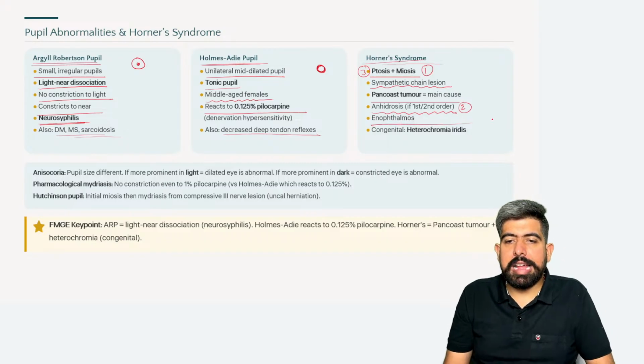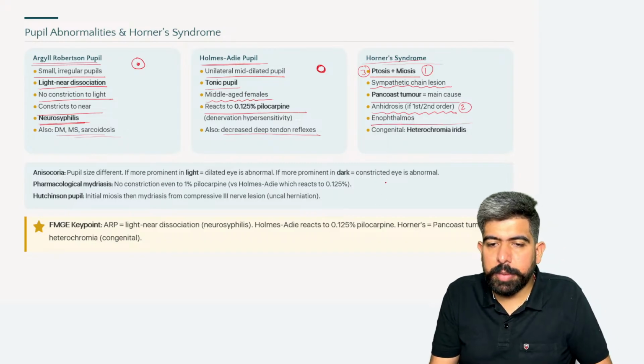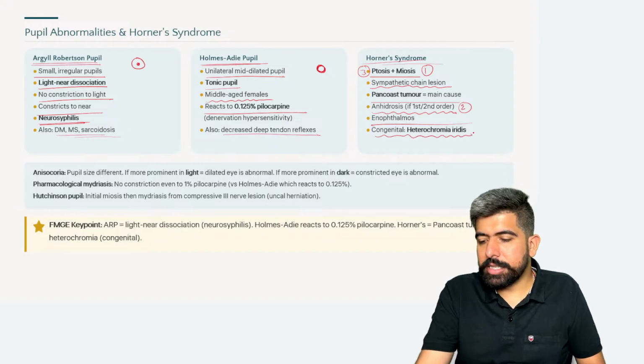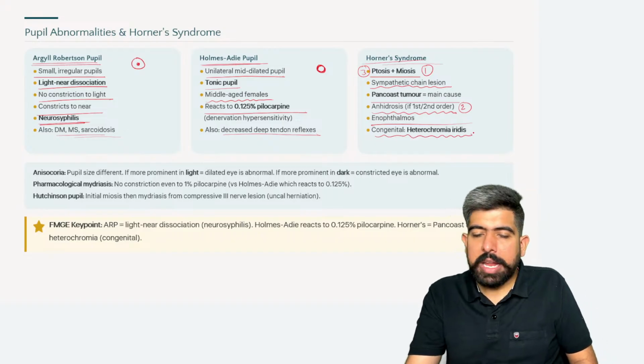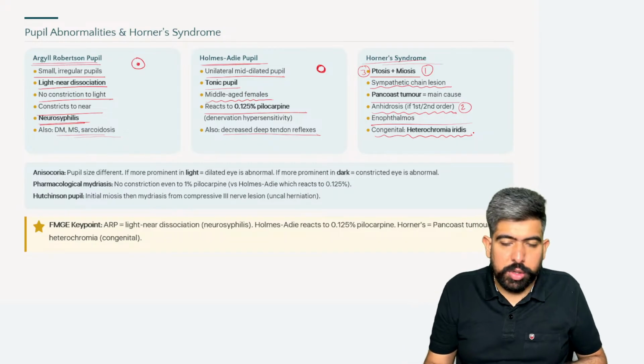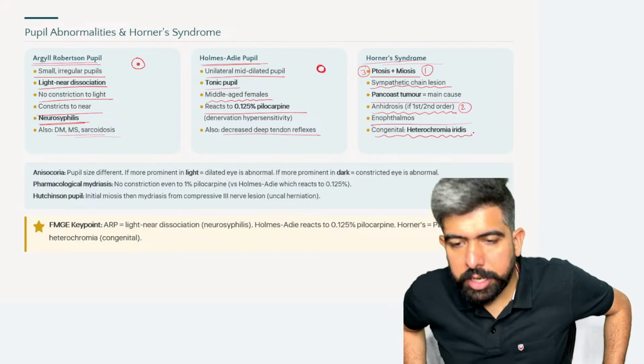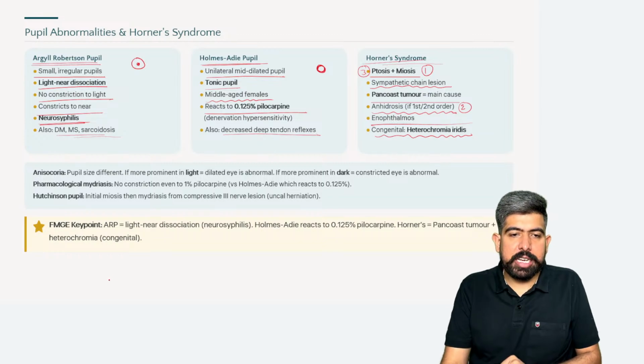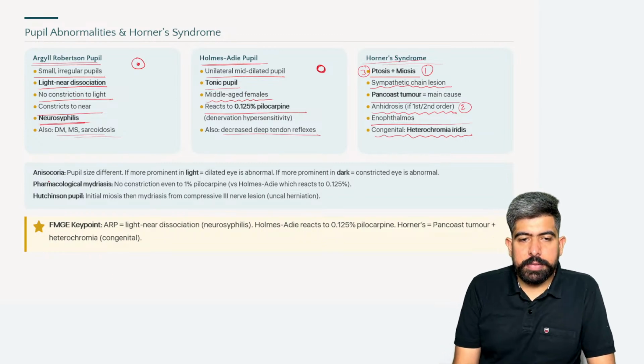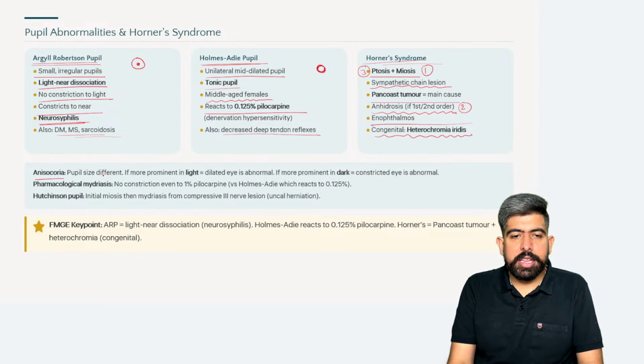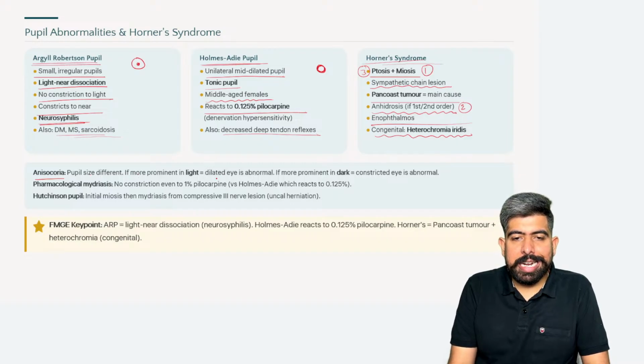Also, it has enophthalmos, and please remember, the patient has congenital heterochromia iridis, right? So both irises have different colors, heterochromia iridis, congenitally. Now, let's talk about anisocoria. In this, the pupil sizes are different. If more prominent in light, then the dilated eye is abnormal.